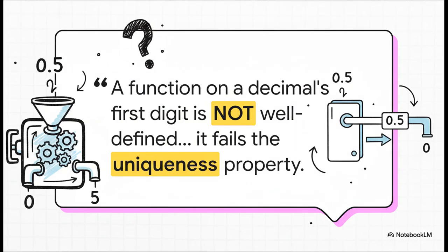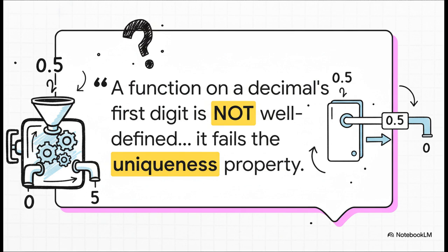Now, this is where a failure of uniqueness can get really sneaky. Imagine a machine that takes any decimal and gives you its first digit. Okay, what do we do with 0.5? The first digit is 5. Easy, right? But here's the thing. Mathematically, the number 0.5 is the exact same number as 0.499 repeating forever. So, should the output be 4?